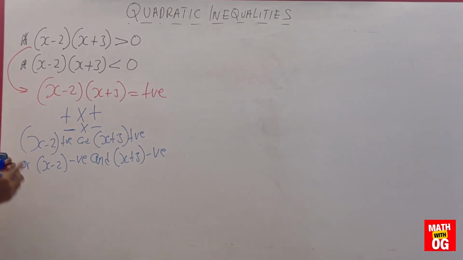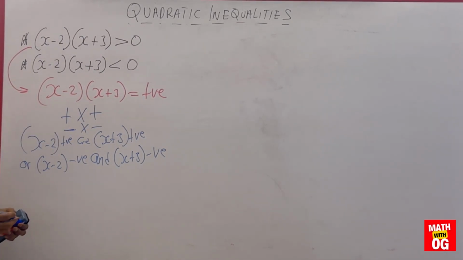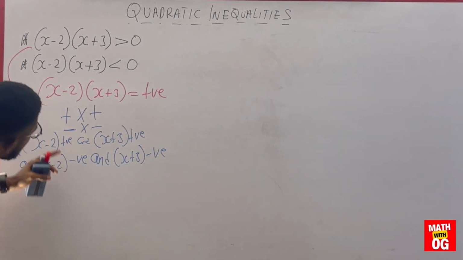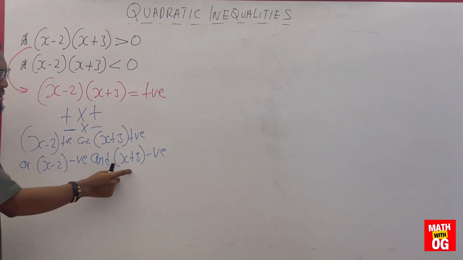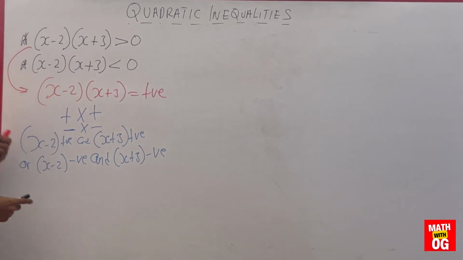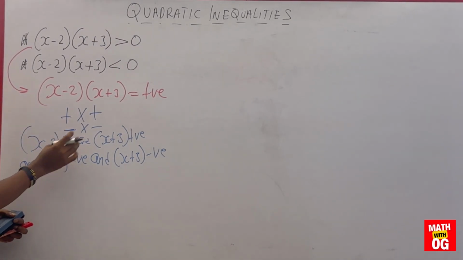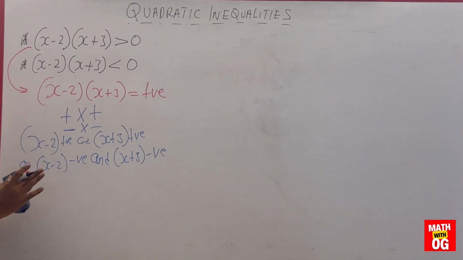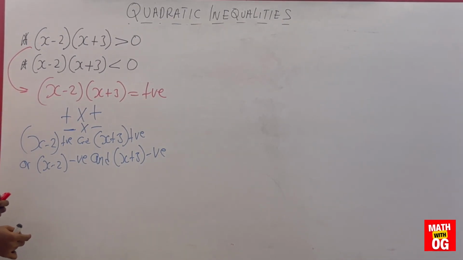Now you can see that when I told you that x minus 2 greater than 0 and x plus 3 greater than 0 is one of the solutions, I was very correct. This is positive and this is positive, it will give me a product greater than 0. This is negative and this is negative to give me a product greater than 0. Now we have to solve for x minus 2 being positive and x plus 3 being positive, and keep the answer. We also solve for x minus 2 being negative and x plus 3 being negative. Let's start with x minus 2 being positive and x plus 3 being positive.